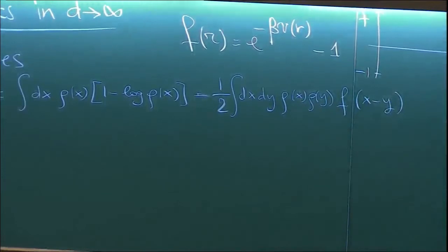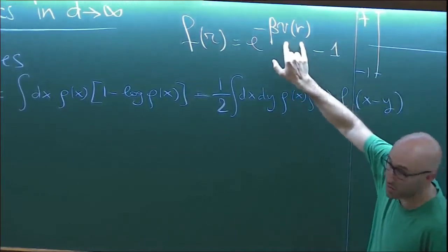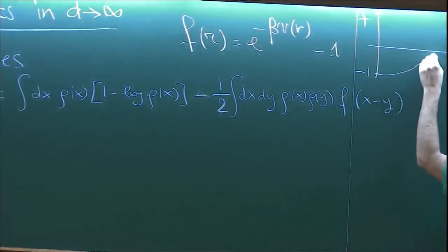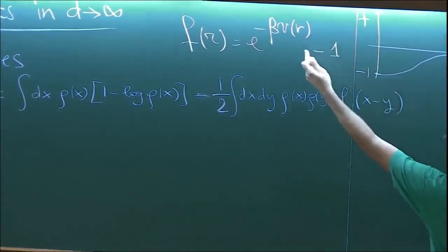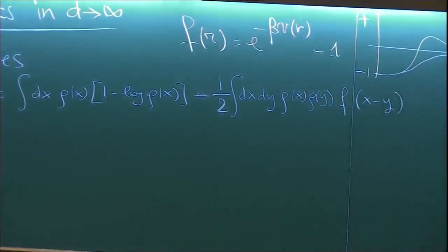And then at large distances, when particles are not supposed to interact, the potential goes to 0, and this function goes to 0. So it's going to be something like this if you have only repulsion. And if you have attraction, at some point the potential becomes negative, so you have something like this. Okay?